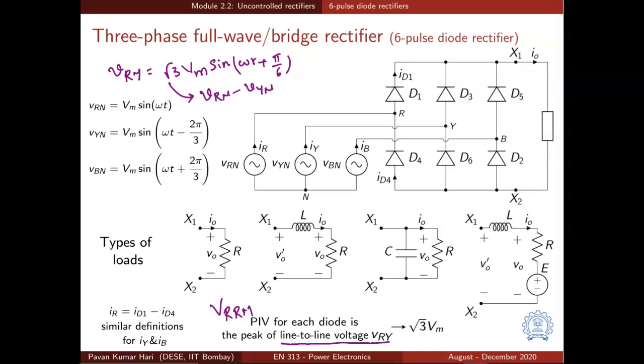What is the next step? The next step is to determine the output voltage and input current. That is what we are interested in. So the process has been the same.